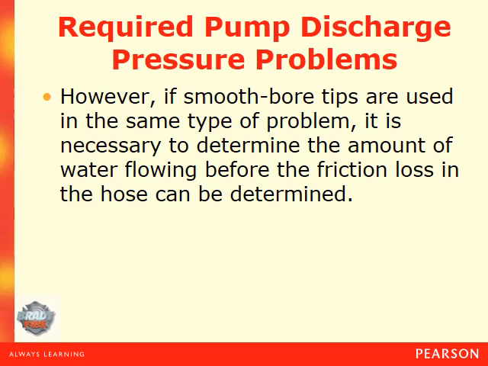However, if smoothbore tips are used in the same type of problem, it is necessary to determine the amount of water flowing before the friction loss in the hose can be determined, because we have to know the gallons per minute. For our fog or combination nozzles, you're going to have a set GPM at about 100 psi. Now, if it's a smooth tip, then we're going to have to use 29.7 times diameter squared times the square root of nozzle pressure to figure the gallons per minute, so we can back figure our friction loss.